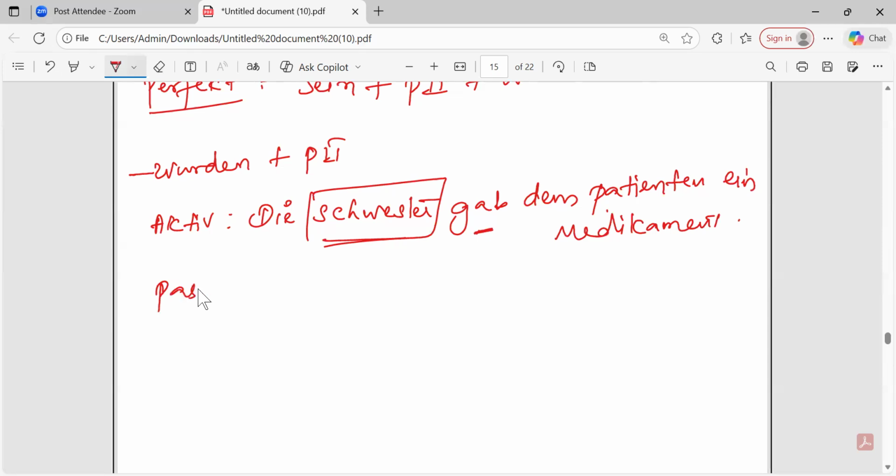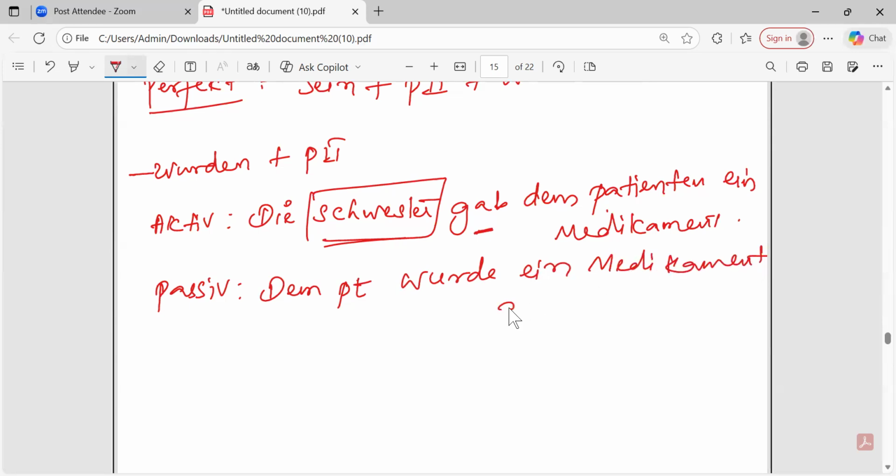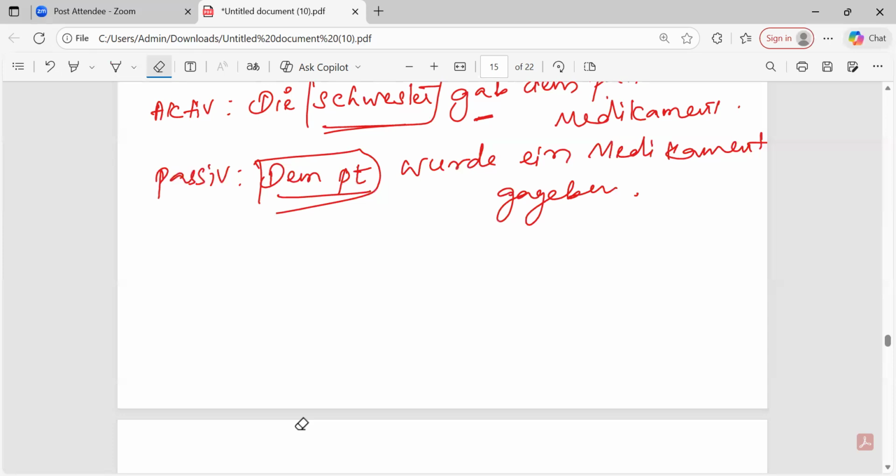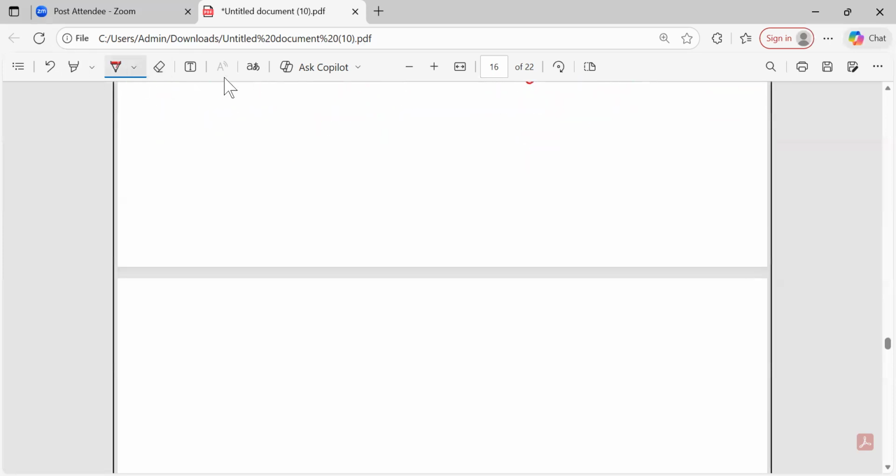If I am writing the passive here: Dem Patienten wurde ein Medikament gegeben. So the patient was given medication. Okay, the patient was given medication. So that is a passive form. Clear how to write the Präteritum? This one. So now here the Perfekt.